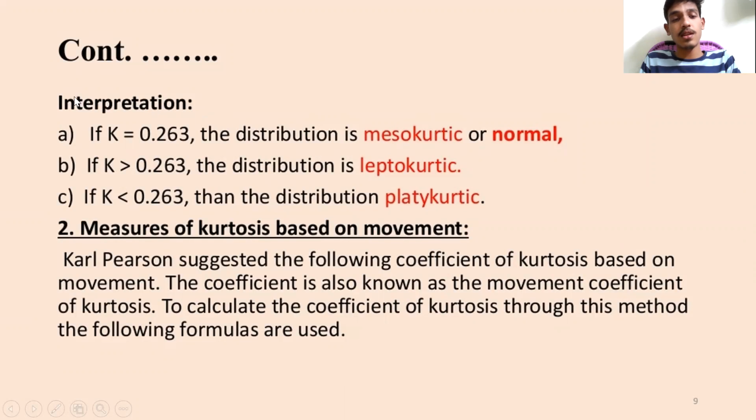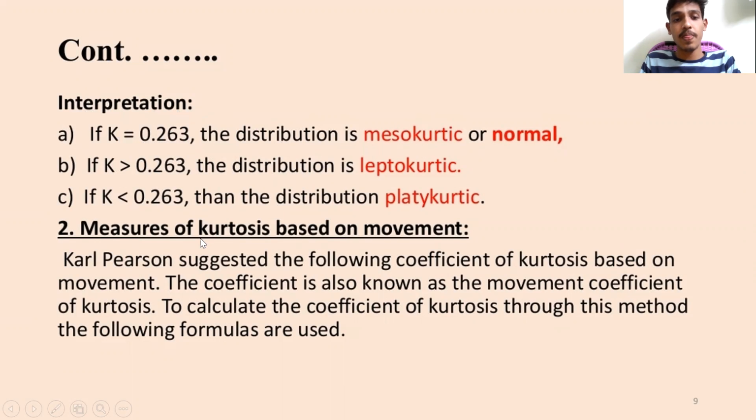So here is the interpretation. If k is equal to 0.26, the distribution is mesokurtic or normal. If k is greater than this value, the distribution is leptokurtic. If k is less than this value, the distribution is platykurtic.